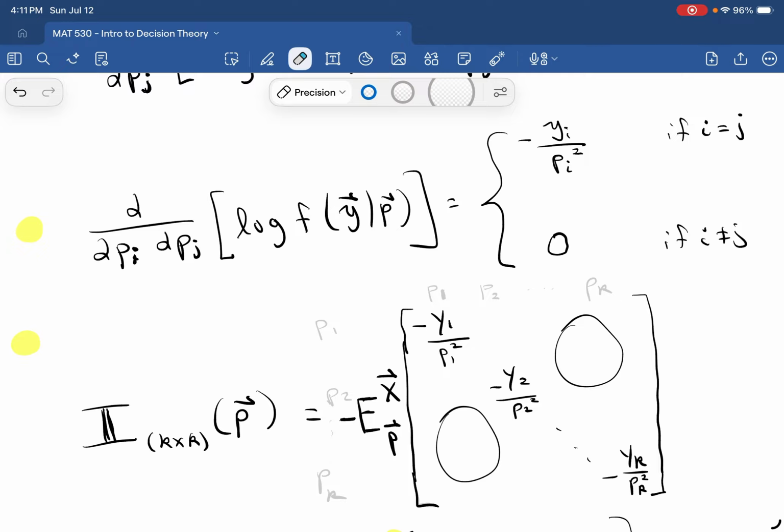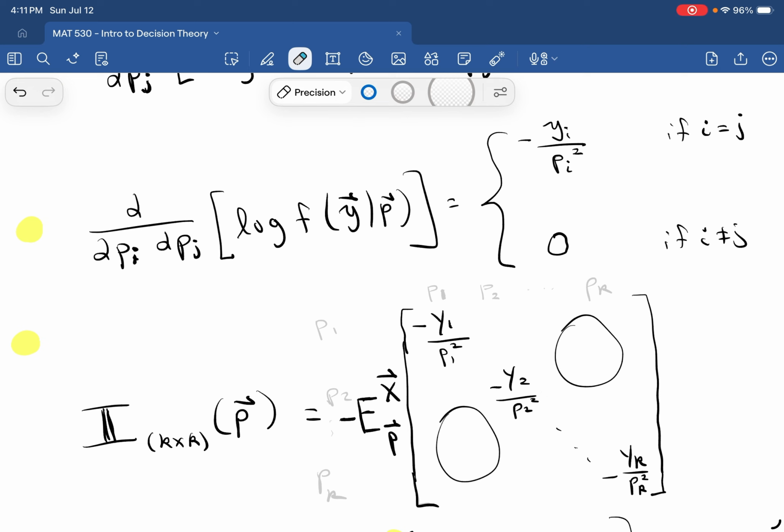But in this case, since it's 0 anytime the i is different from j, then in the off diagonal entries of this matrix, we're just going to have zeros, right? We've got a 0 there and a 0 there. And so we just have non-zero values down the diagonal. When they're both 1, you get this, and when i was 2, and so forth.